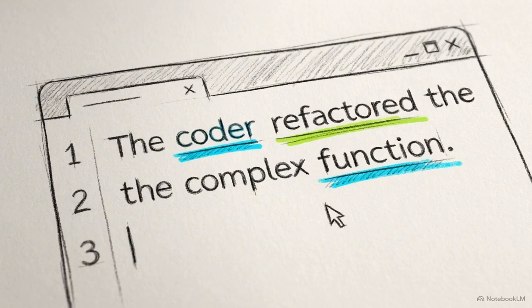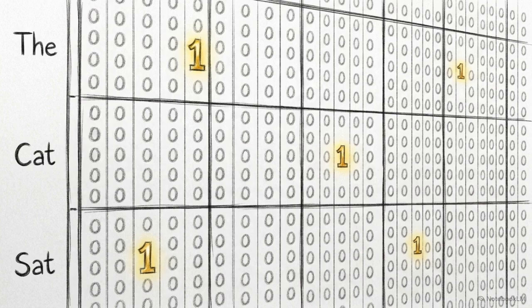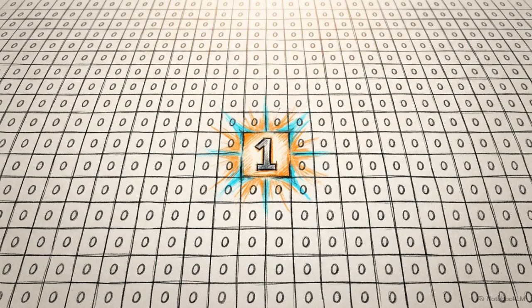and proper entities. The challenge is representing these tokens mathematically. Early methods like one-hot encoding or bag of words created extreme sparsity, producing massive arrays of zeros that failed to capture the context between terms.